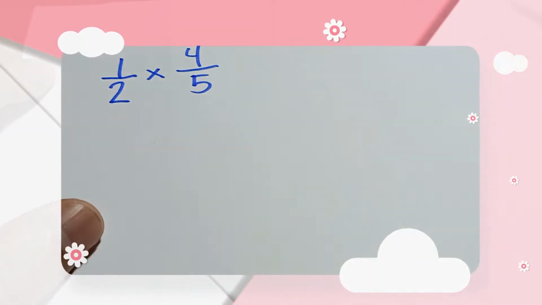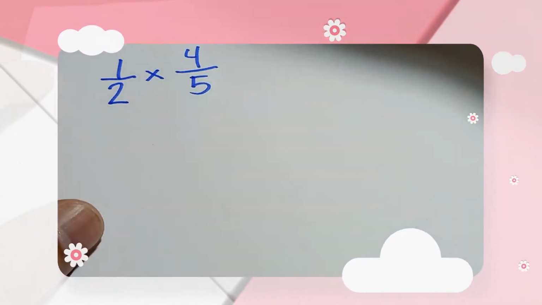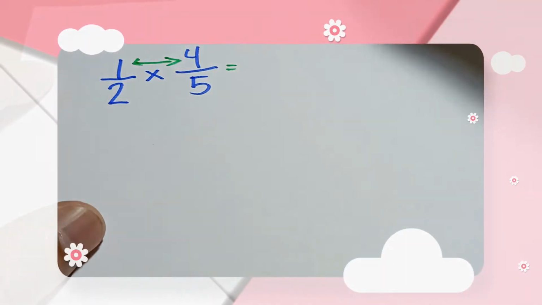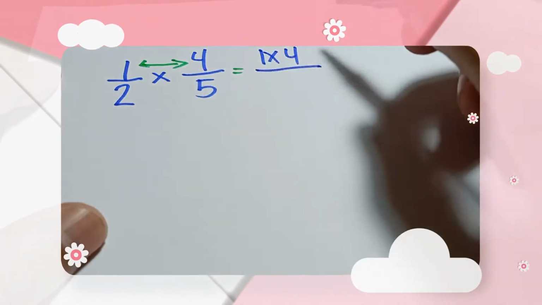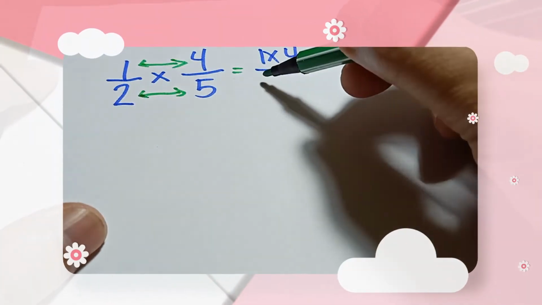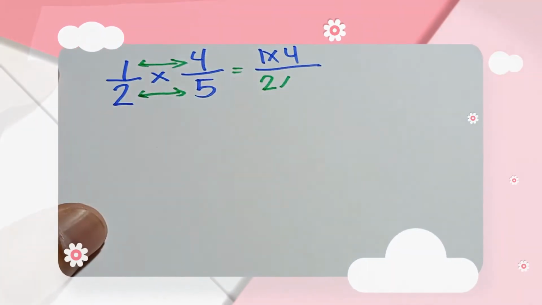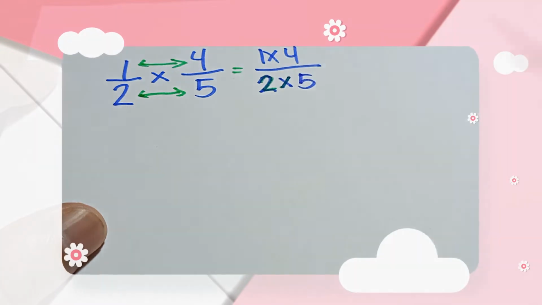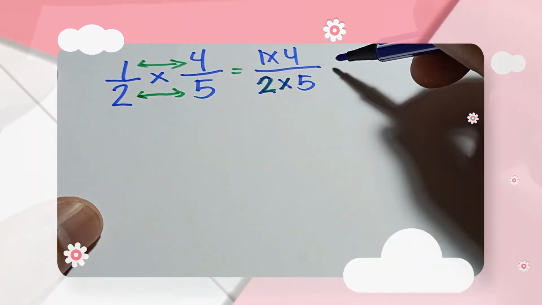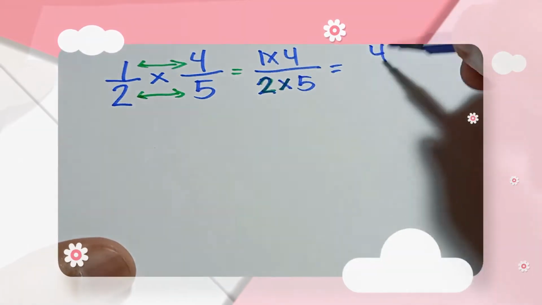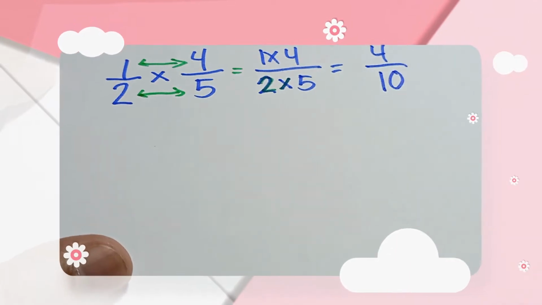Okay, so in the traditional way we multiply the numerators. So it's equal to 1 times 4, over, and then the denominators, 2 times 5. So 1 times 4 is 4, 2 times 5 is 10, right?